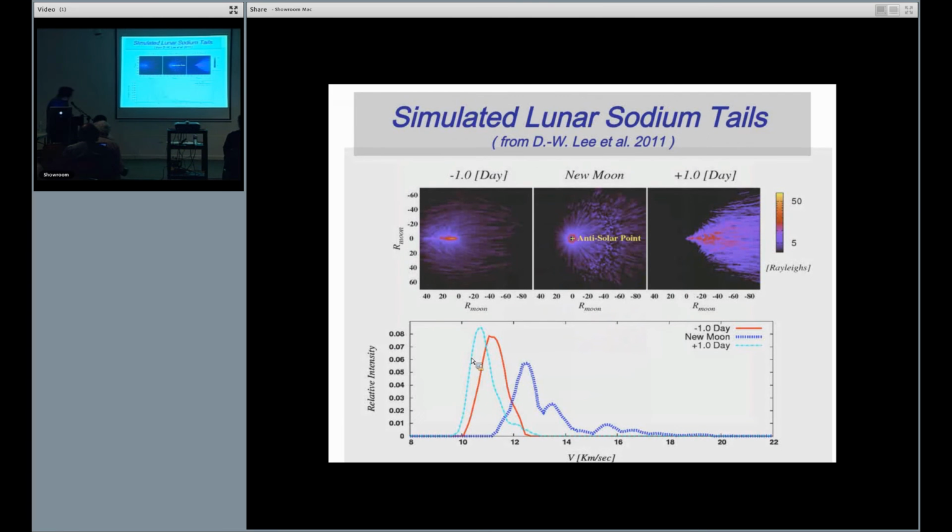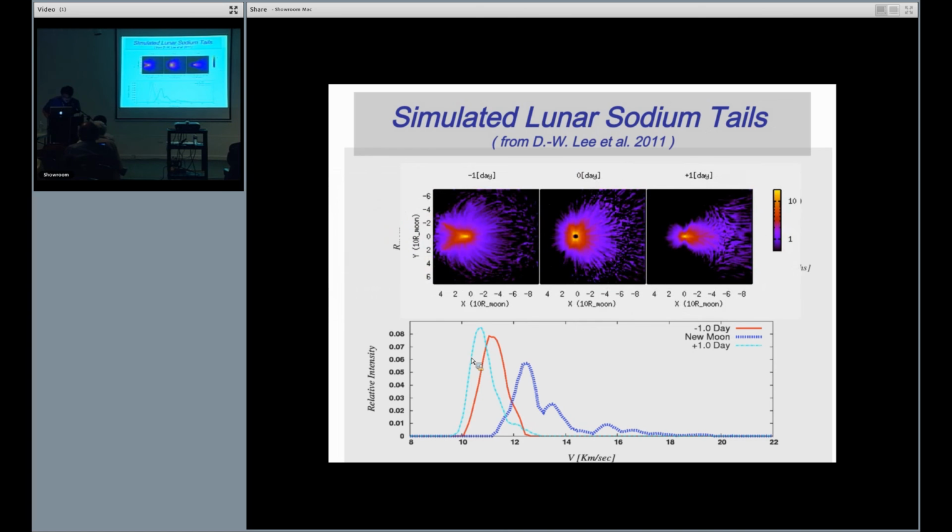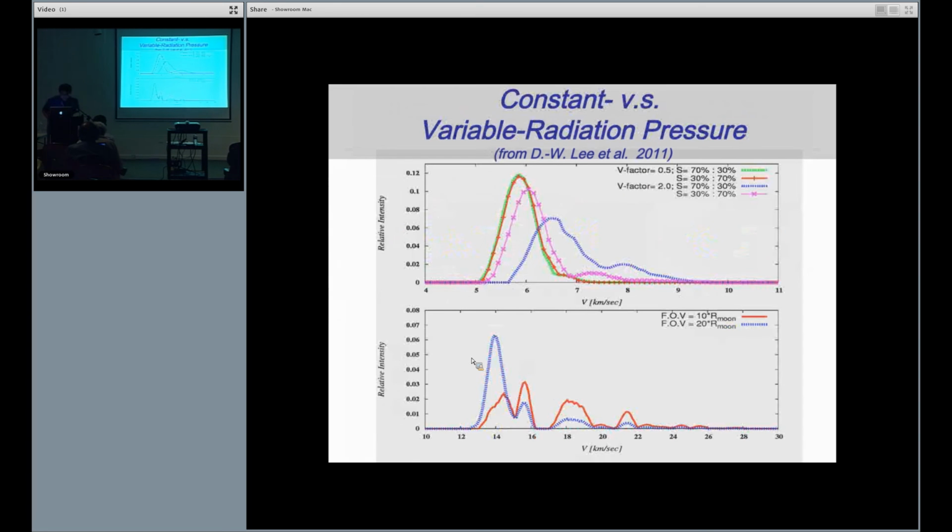And here is our simulated morphology depending on each lunar day. The lower graph shows the corresponding receding velocity distribution. In this case, we adopt a variable radiation pressure effect. Then we can obtain such a higher receding velocity and widened feature toward the higher velocities. And this lunar sodium tail's morphology also depends on the initial model parameters.